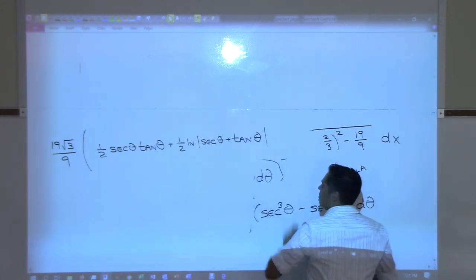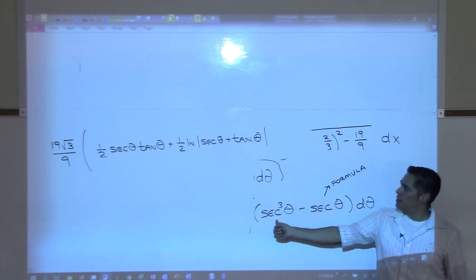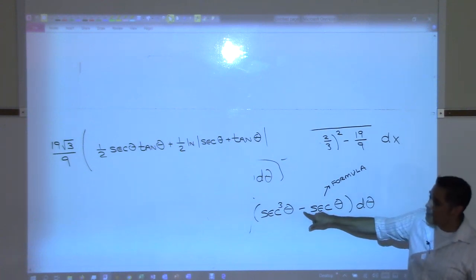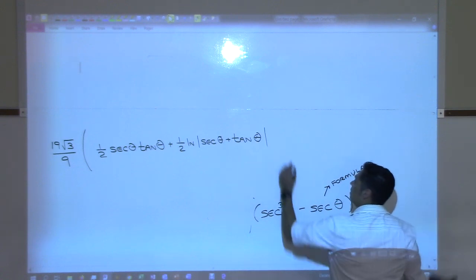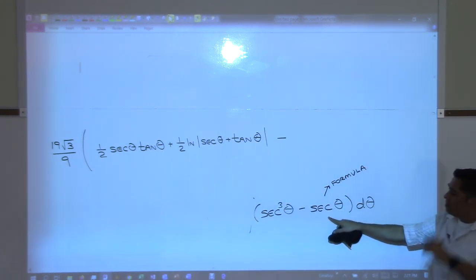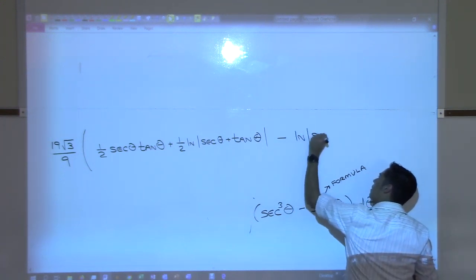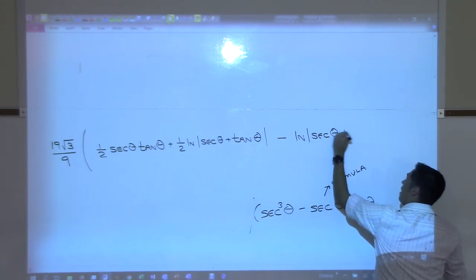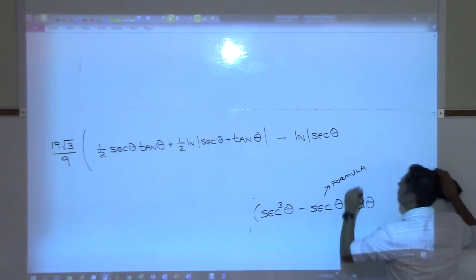Do you all agree with that? Does everyone have that? Yes? That is the antiderivative of that. Okay, minus the antiderivative of secant theta, which turns out to be the natural log of secant theta plus tangent theta. So it's the natural log of the absolute value of secant theta plus tangent theta, plus 2 secant theta tangent theta. Is it times tangent? It should be plus.